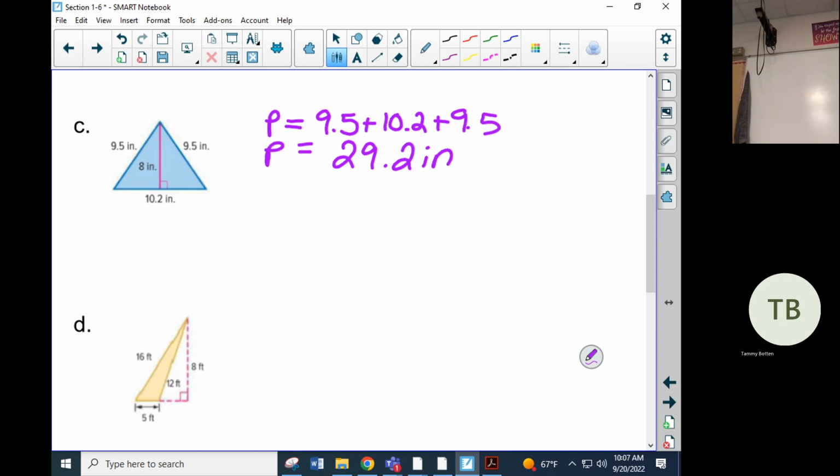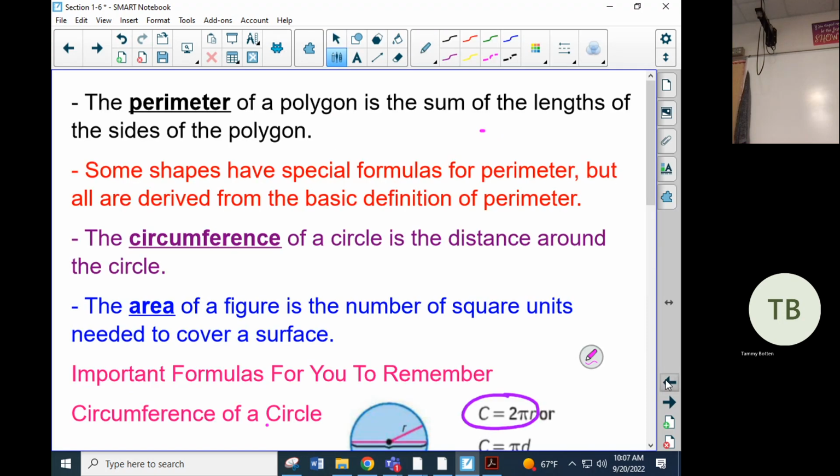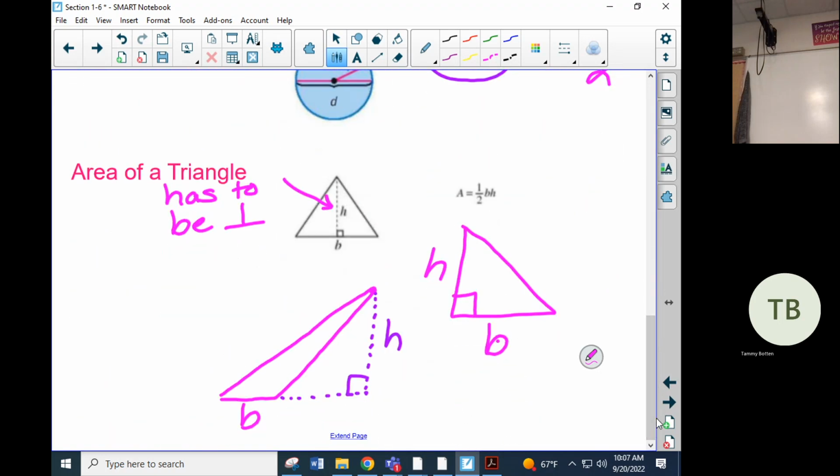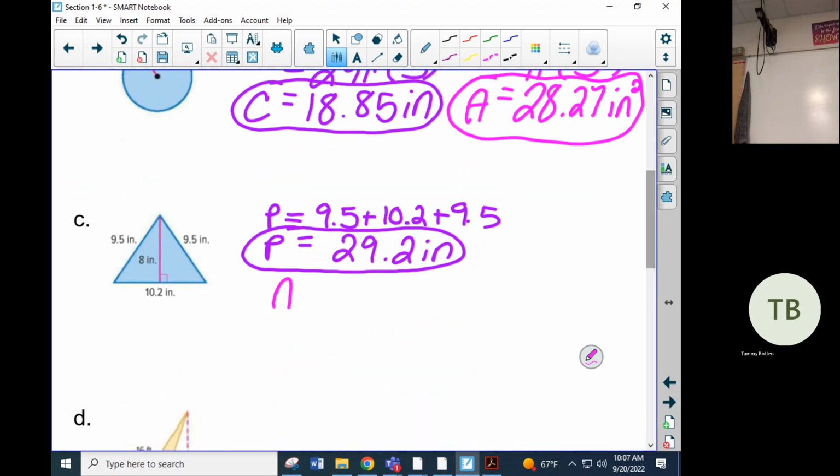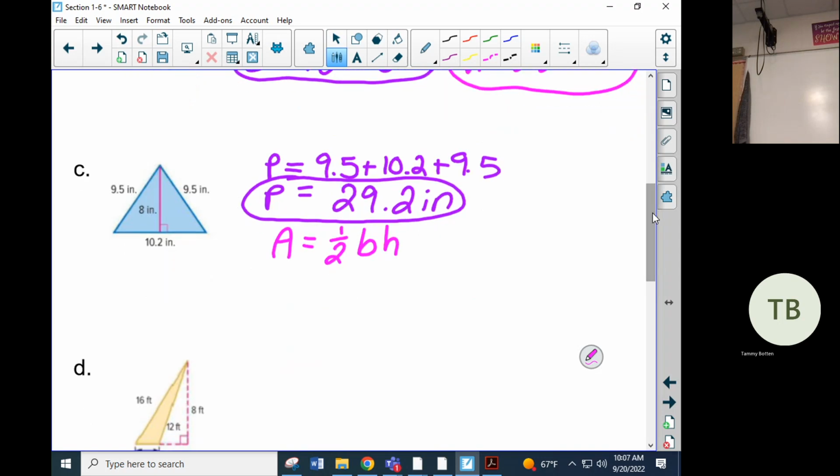And perimeter is just normal units. Okay. Now I have to find the area of the triangle. And again, if we look back here, this is our formula, 1/2 base times height. So if I go down here, my formula for this is 1/2 base times height. So I would look here, the base is going to be the bottom. So this is your base.